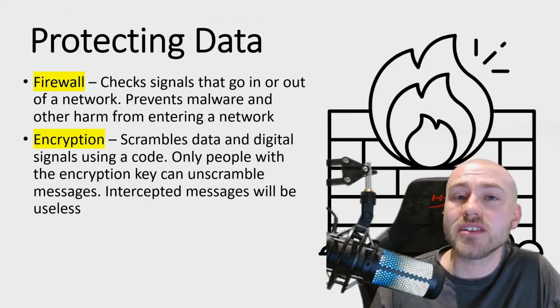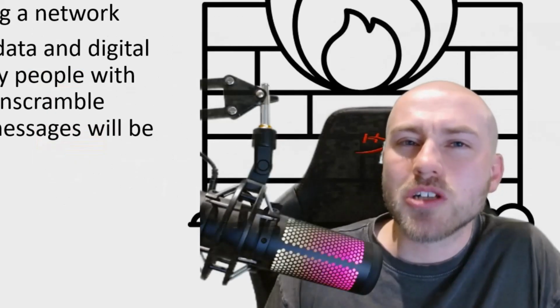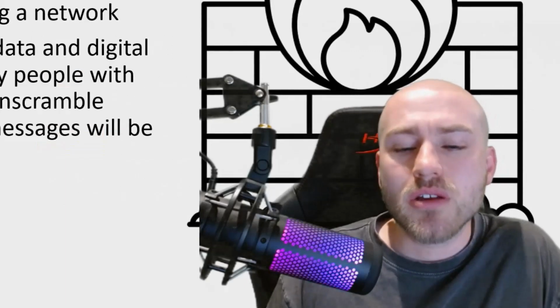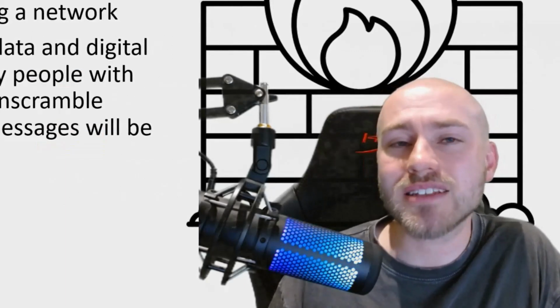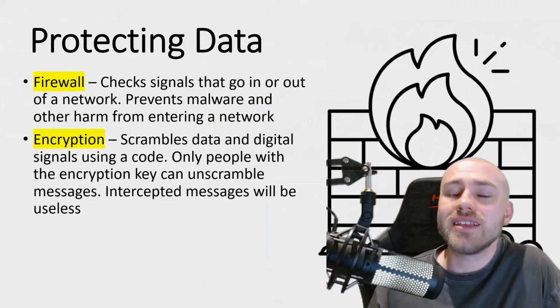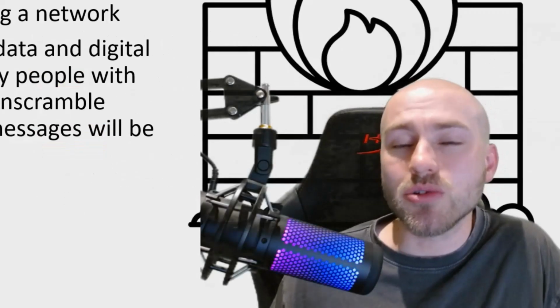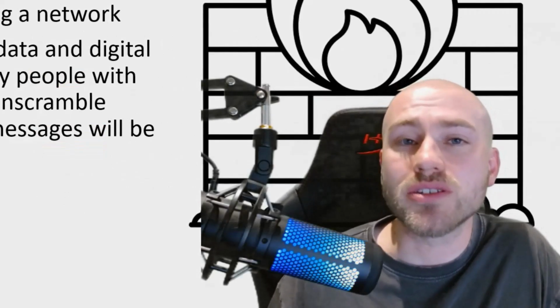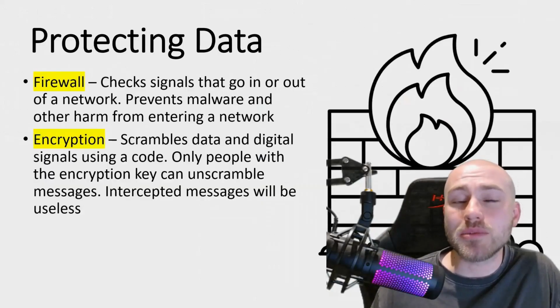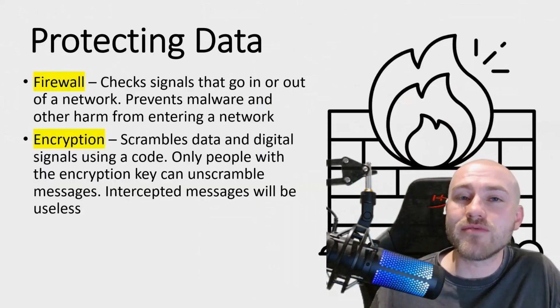Another common method is something called encryption. We've talked about encryption when we did protocols, when we were talking about HTTPS, with the S standing for secure. This is where all the data will get scrambled if it's getting sent, so that anybody who does intercept that data, it will be useless to them. Only people with an encryption key are the ones who can see that information.